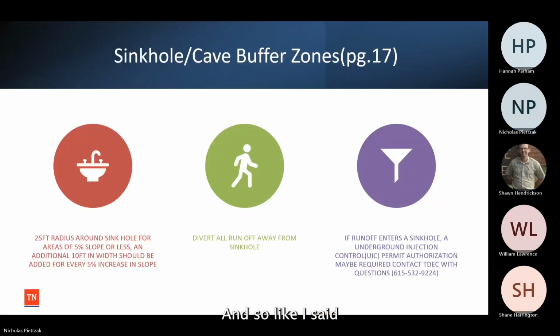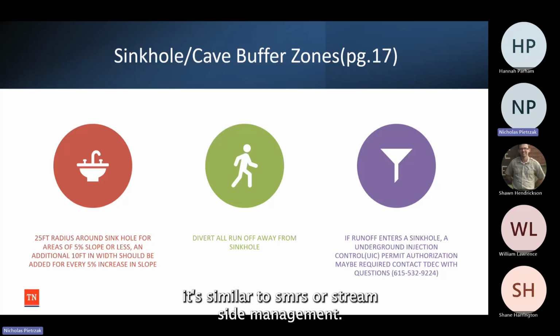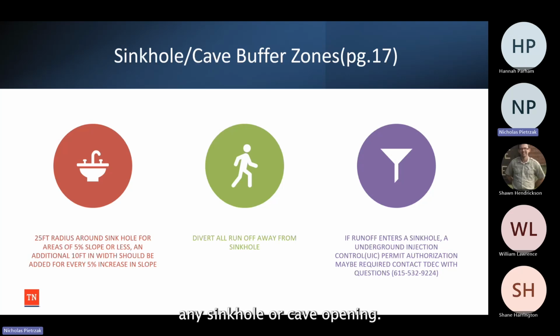And so, like I said, it's similar to SMZs, or streamside management zones, these buffer zones: a 25-foot radius around any sinkhole or cave opening. And for SMZ, it was a 10% slope increase. For sinkholes and cave openings, it's a 5% increase. So with every 5% increase in slope, an additional 10 feet is added to that. So if it's 5% more, then it'd be 35 feet, and so on and so forth.